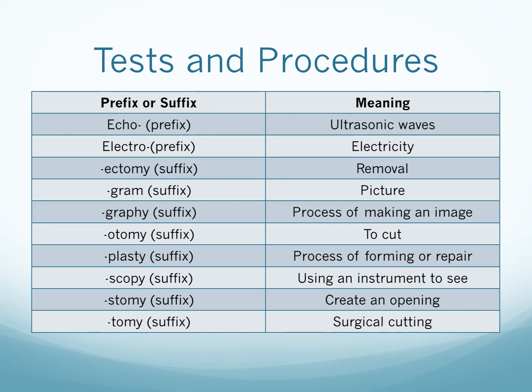The prefix echo means ultrasonic waves. The prefix electro means electricity. The suffix ectomy is for removal, and the suffix for a picture is gram. The suffix graphy is the process of making an image, and otomy is to cut. The suffix plasty is the process of forming or repair. And the suffix scopy is to use an instrument to see. Stomy is for creating an opening, and the suffix tomy is surgical cutting.